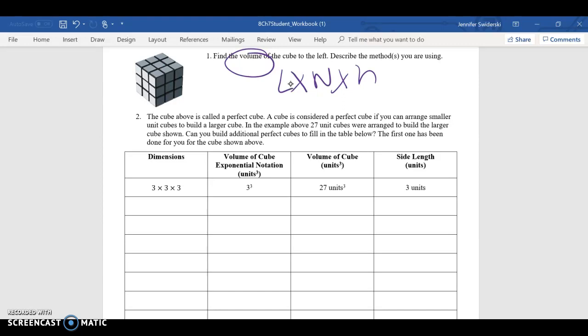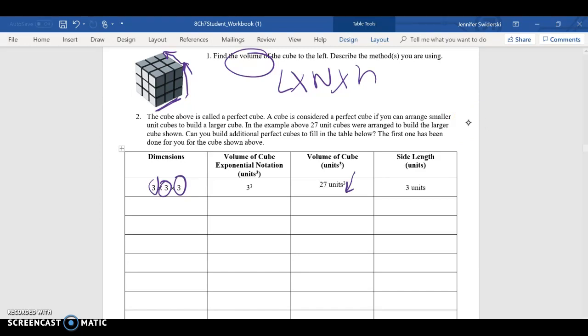So here we have a 3 across by 3 up by 3 deep, which gives us a 3 by 3 by 3, which can also be written as 3 cubed. And 3 times 3 times 3 gives us 27, or 27 units cubed. Notice how before we always said units squared because we are squaring something. Now we're saying units cubed to show that we're multiplying it 3 ways. So they want to know, hey, what's our side length? Well, the side length is 3.